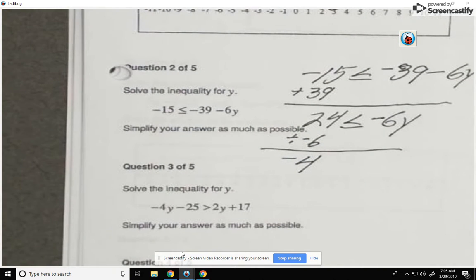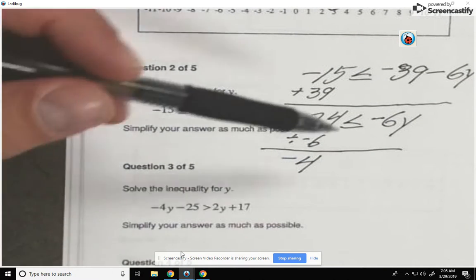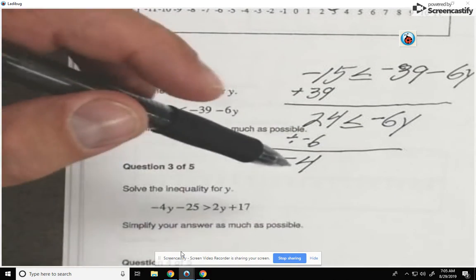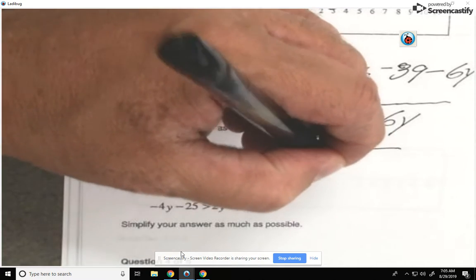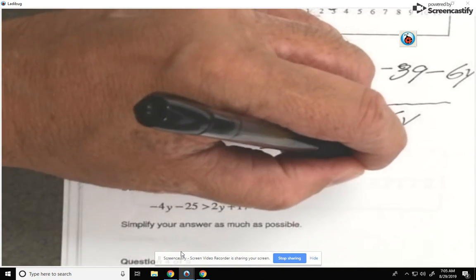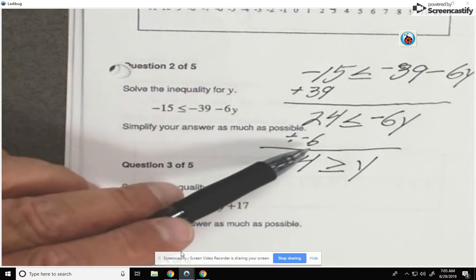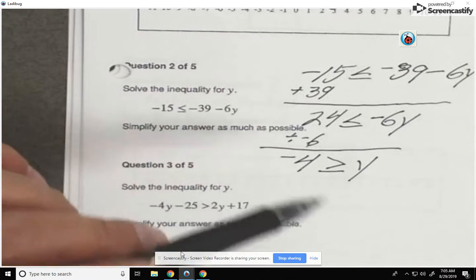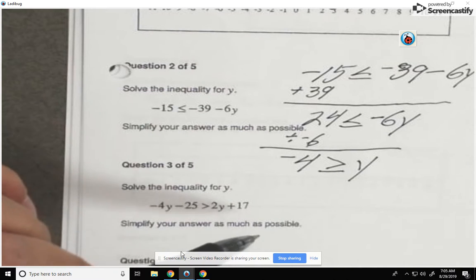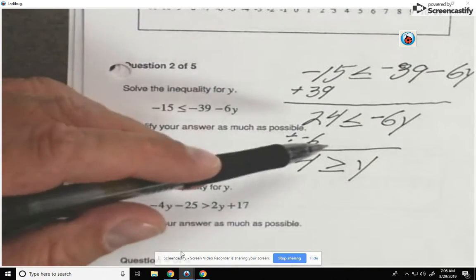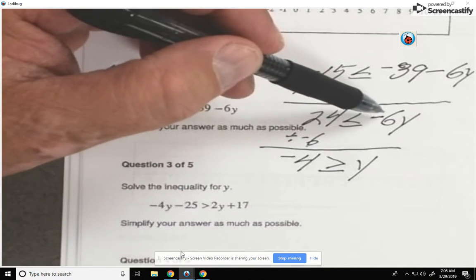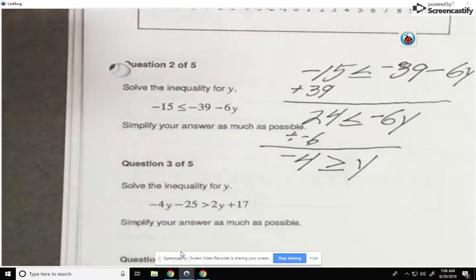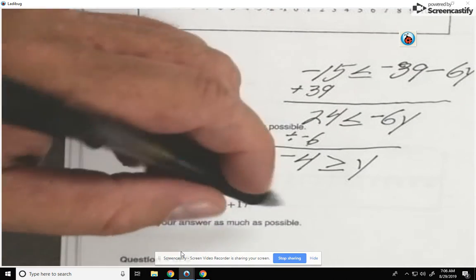Now, with this type of problem, since we divided by a negative, we have to flip our symbol. Alright, so anytime you divide or multiply by a negative number, you have to flip your inequality symbol. Okay, and so an easy way to remember that is if there's a negative on your letter, be sure to flip your symbol at the end of the problem.